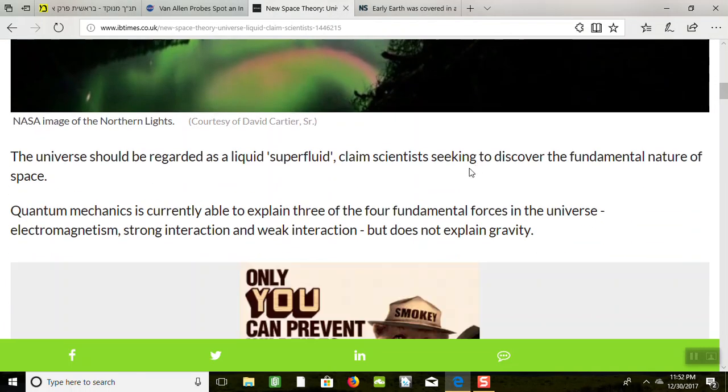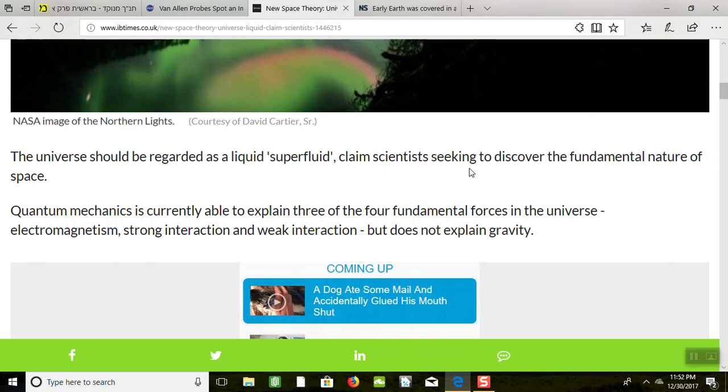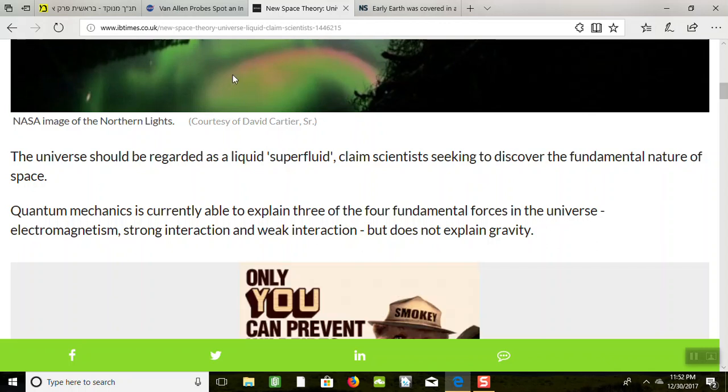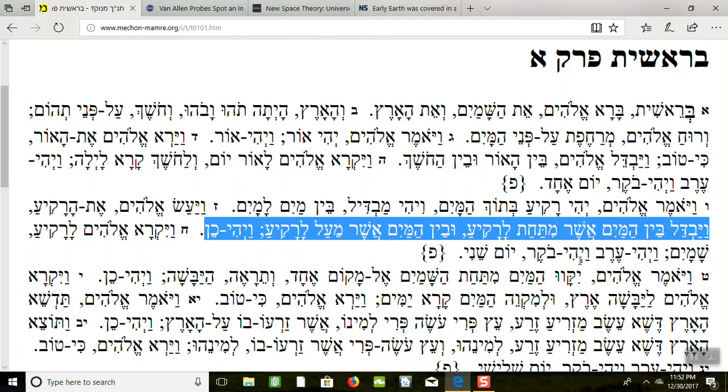And again, do your own research on this. Everything I put forth, go do your own research. I'm just doing the Hebrew study in Genesis, but I'm just showing you these, I guess, secular things to show you that they're now just starting to figure out what the Torah has already said. It says the universe should be regarded as a liquid superfluid, claim scientists seeking to discover the fundamental nature of space. So there's the rakia that separates the waters that are above it and below it.